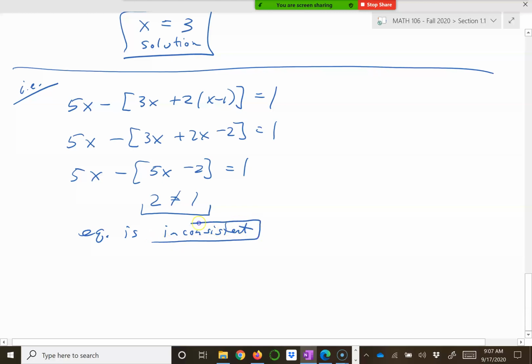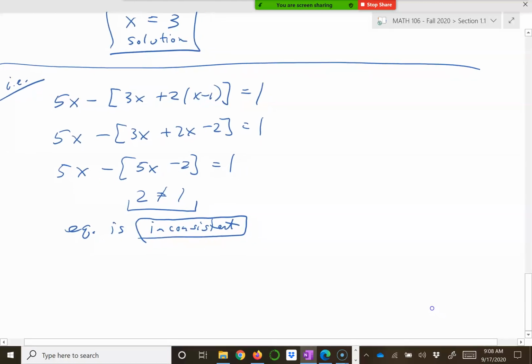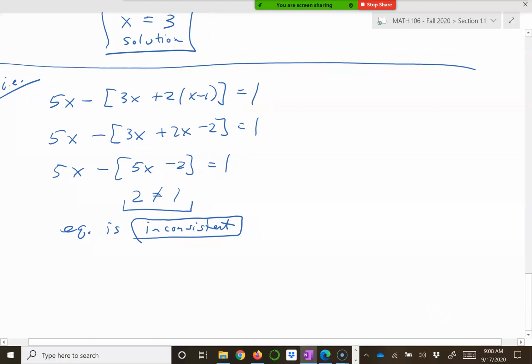Okay? Inconsistent when this happens. All right, so that's one thing you could run into: a linear equation that's inconsistent. Here's another type, and I'll just put these next to each other because there's not that many problems that you have to worry about here. Usually if we have an equation, it's actually solvable.